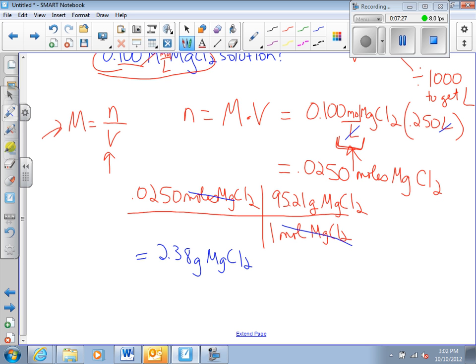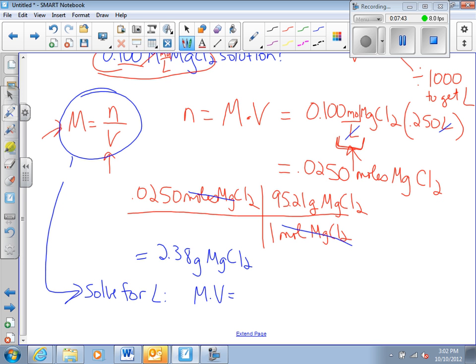A lot of students tend to write this equation incorrectly. So if we were to solve this equation for liters, we get M times V is n, and V is moles over molarity. A lot of students flip that upside down, so you just have to be careful when you're doing those problems.